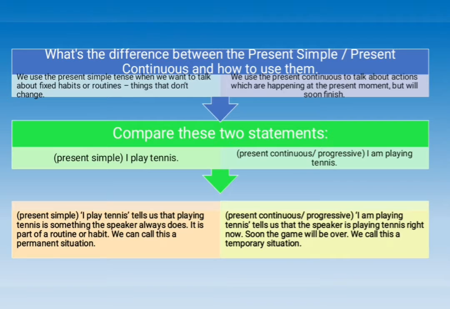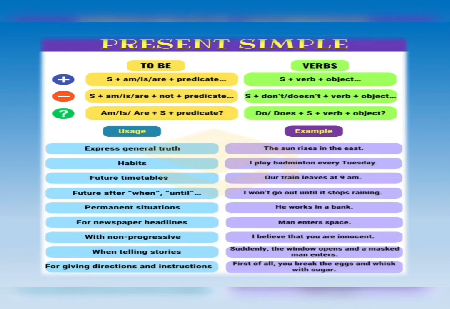Present simple, I play tennis. Present continuous, I am playing tennis. What's the difference? I play tennis tells us that playing tennis is something that the speaker always does. It is part of a routine or a habit. On the other side, we have the present progressive or continuous, I am playing tennis, which tells us the speaker is playing tennis right now. Soon the game will be over.